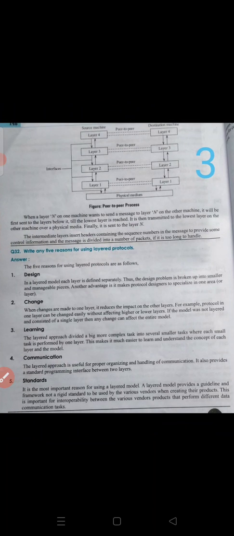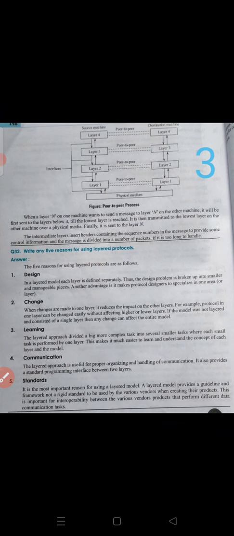A peer-to-peer process. Peer-to-peer process means one side is the source machine, or we can say sender machine, and the destination machine can also be called a receiver machine. So how many layers exist? The same number of layers should exist at the receiver side as well as at the sender side. As you are observing in the figure, there are 4 layers in a source machine, and in the destination machine also 4 layers are there. This is called a peer-to-peer architecture.